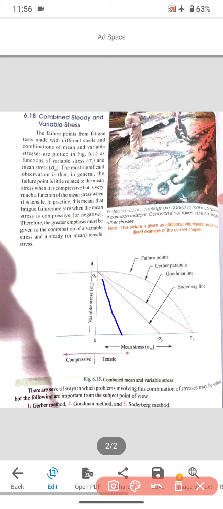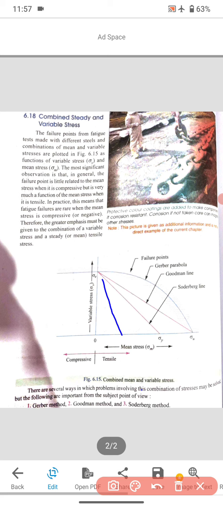Again, considering the same blue line, consider the Goodman line. What do you say? Again, this is safe, because it is in the safety region of the Goodman line. The Goodman criteria makes a triangle from sigma e to 0 to sigma u.